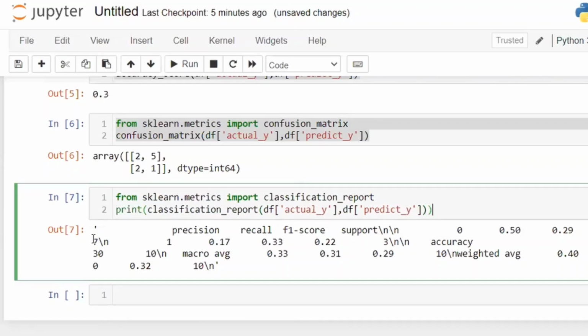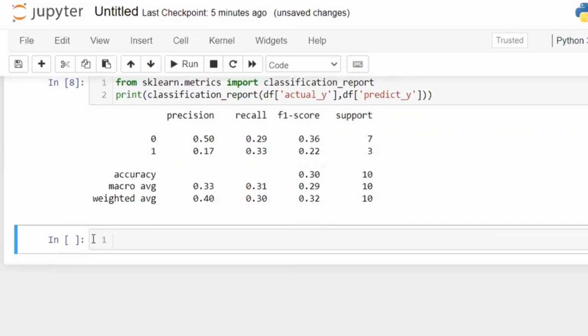I'm going to use the print function. The first one, precision of 0, that is precision of positive. What is the precision of positive? 2 by 4, which is 0.5. Is that okay? Precision of negative. What is the precision of negative? 0.17. Is that okay? Similarly, recall of positive. What is the recall of positive? Sorry, 2 by 7. 2 by 7, which is equal to 0.28 something, which is equal to 0.29.